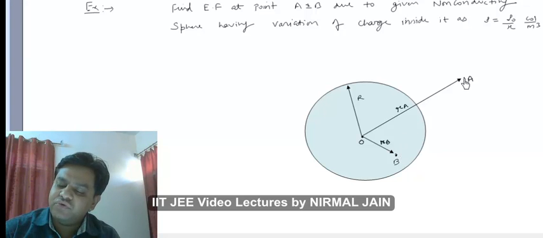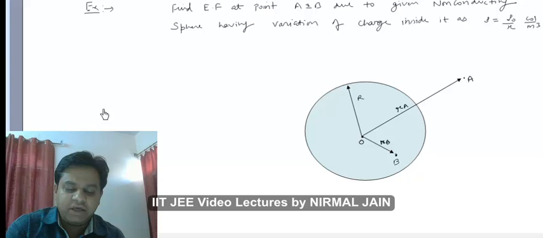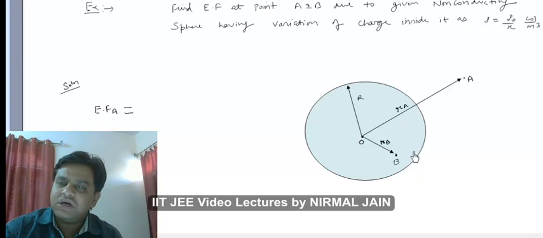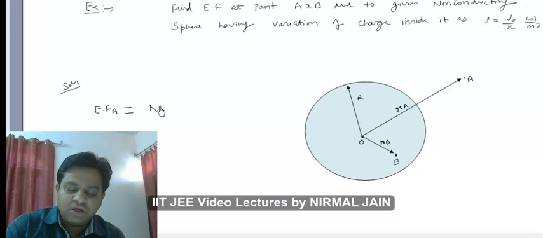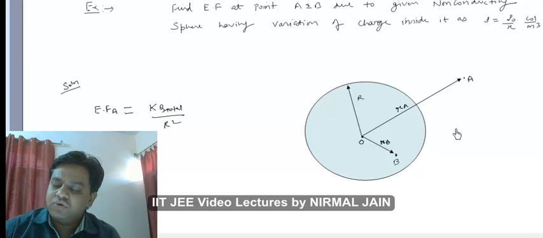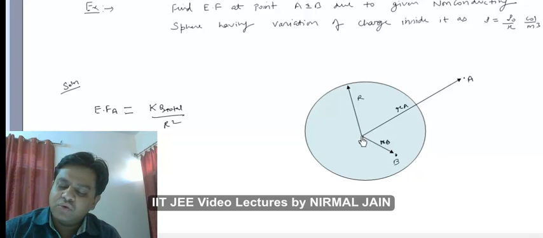So let's say I have to calculate the electric field at this point A. In this case, I'll simply calculate the whole charge of this sphere, and then I'll simply use k q total upon r square, k q total by r square, right? So how will I find the total charge within this sphere? Using integration.